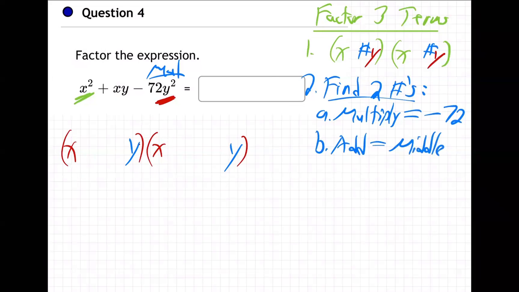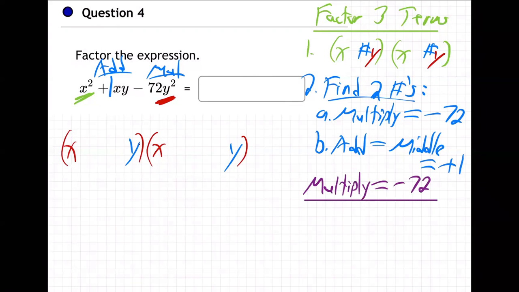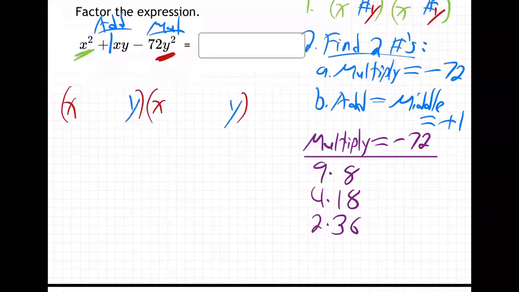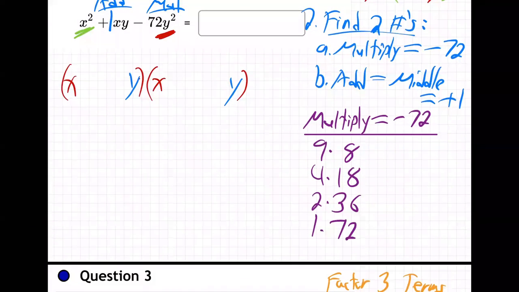And what number's in the middle? There's no number in the middle, so it's plus 1. Add to equal plus 1. All right, so let's find those numbers. So let's start with, they have to multiply to equal minus 72. So what numbers multiply to be minus 72? 9 times 8. Use your calculator. 4 times 18, 2 times 36, 1 times 72. That's all I can think.